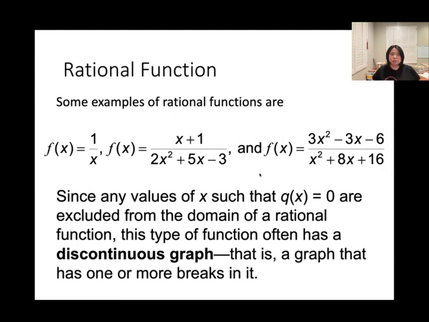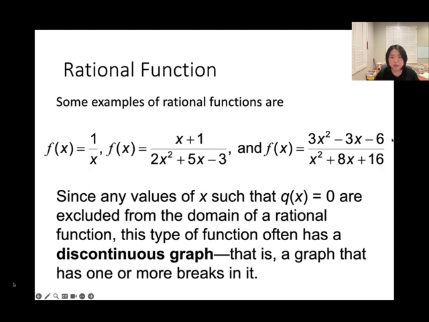Some examples of rational functions are, so this is a polynomial, it can be only a constant, over x. So 1 over x is a polynomial over a polynomial, so this is a rational function. And this one, x plus 1, a polynomial over a quadratic expression, is also a rational function. Okay, and this is another example.